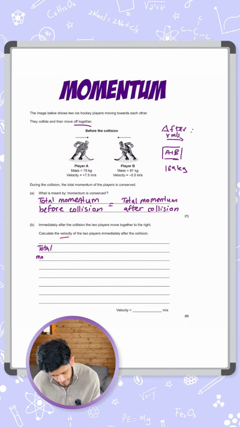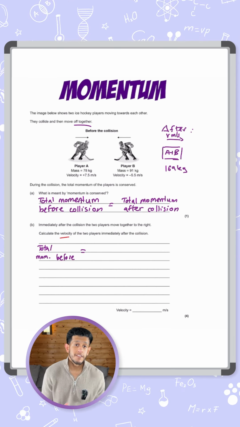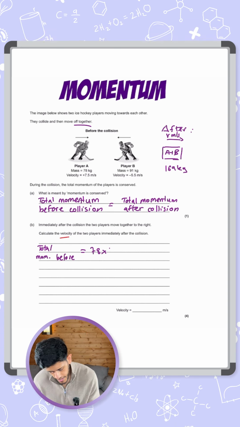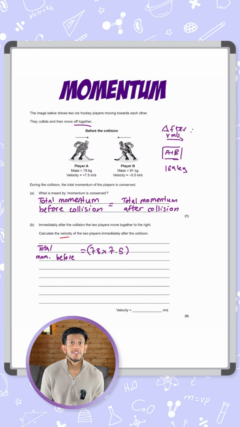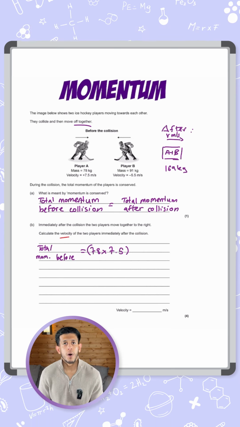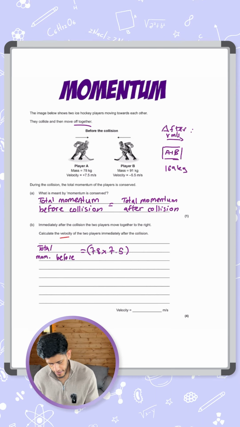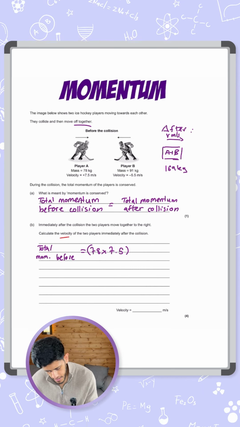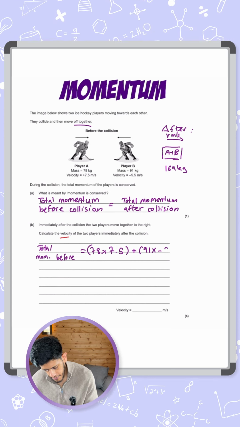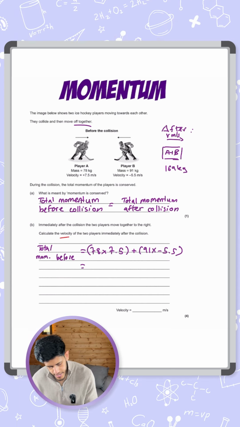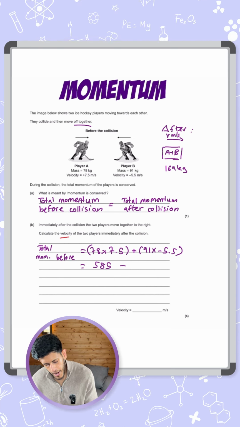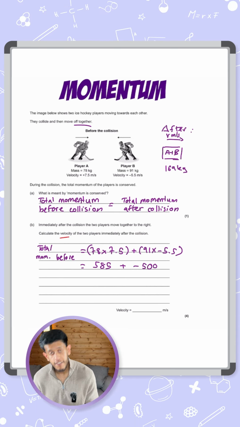Total momentum before. Now if we take each player individually, so let's take the player A, it should be 78 kilograms multiplied by 7.5. And then remember it's a total momentum, so we're going to add it to player B, who has a mass of 91 multiplied by minus 5.5 meters per second. So plus, brackets, 91 times minus 5.5. So if you put that in your calculator, you get a momentum of 585 plus minus 500.5 for player B.